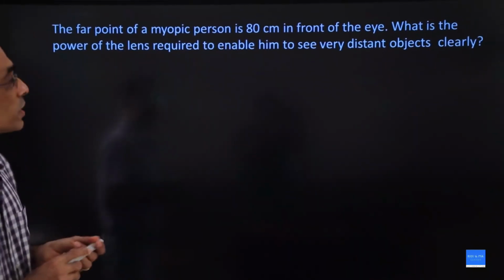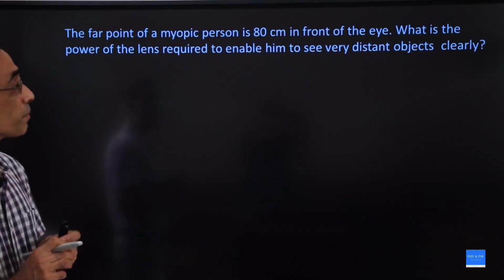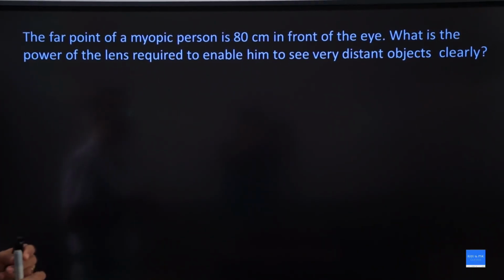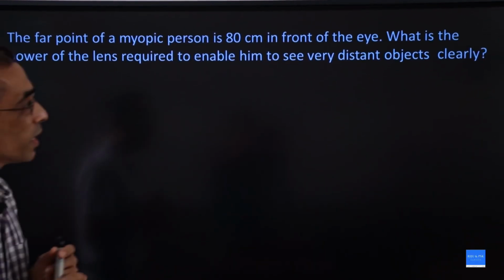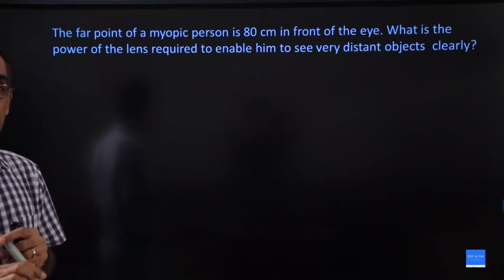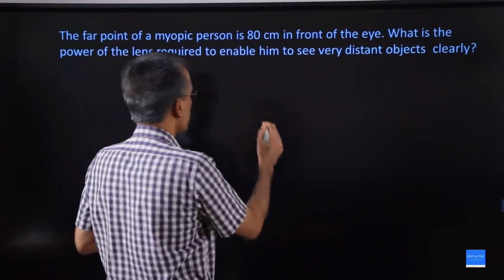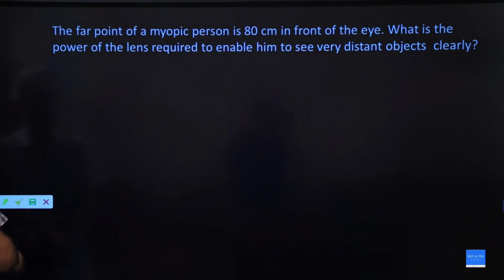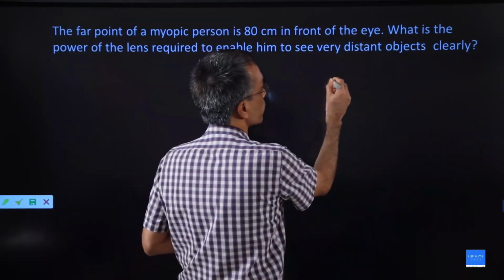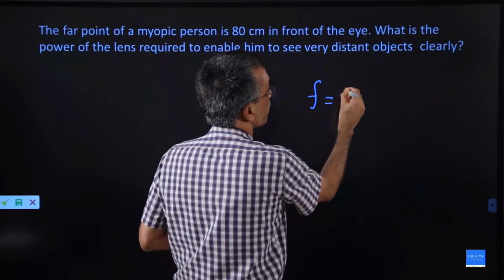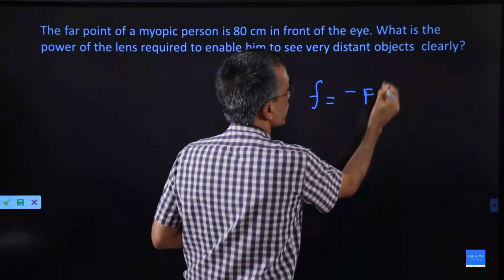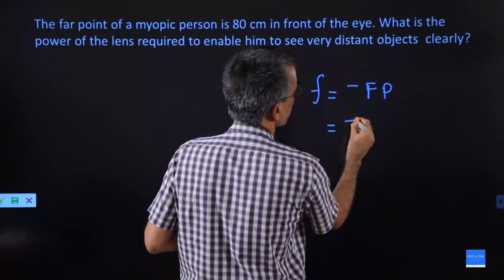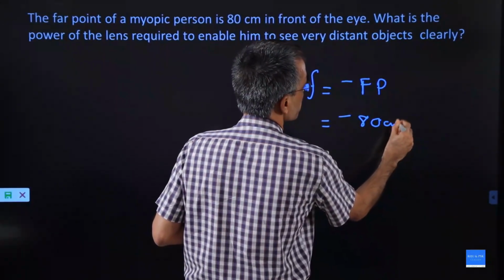It's an NCERT question. It's about a myopic person. A myopic person's far point is 80 centimeter. What is the power of the lens required to see very distant objects clearly? Directly we have the answer. For correction of myopia, we have a shortcut equation: the focal length is equal to minus far point. So, the focal length is nothing but minus 80 centimeter.